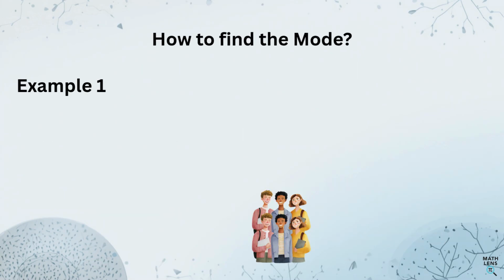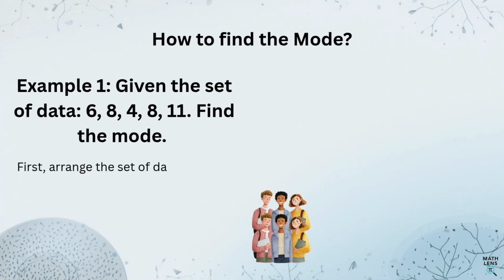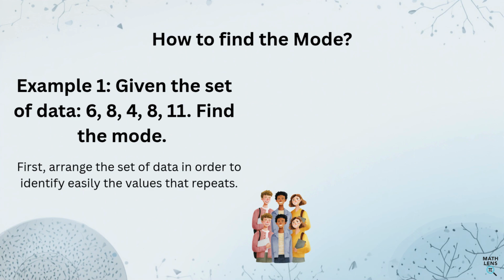How to find the mode? Take a look at example 1. We have a set of data, 6, 8, 4, 8, and 11. To find the mode, we first arrange the numbers in ascending order. 4, 6, 8, 8, 11. Here, you can see that the number 8 appears twice. Therefore, the mode of this set is 8.